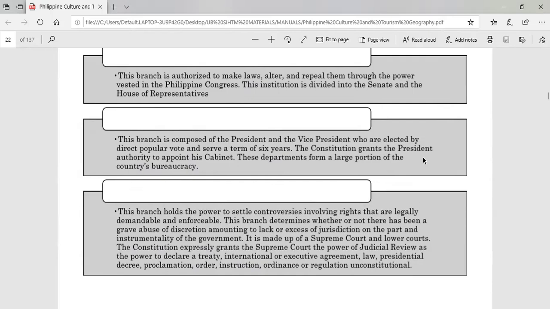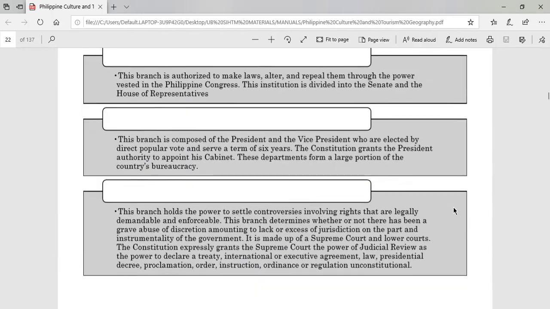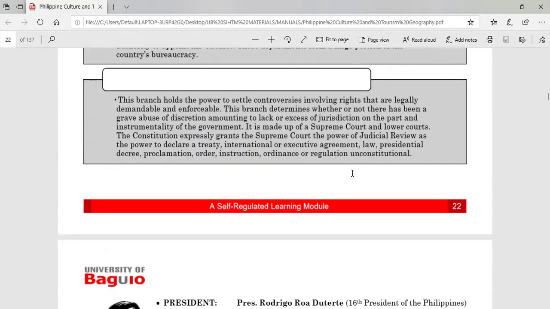Lastly, we have the judicial, which holds the power to settle controversies involving rights that are legally demandable and enforceable. It is made up of a Supreme Court and lower courts. The Constitution expressly grants the Supreme Court the power of judicial review, the power to declare a treaty, international or executive arrangement, law, presidential decree, proclamation, order, instruction, ordinance, or regulation unconstitutional. Once again, class, the first one is legislative, the second is executive, and the third is judicial. Let's move on.